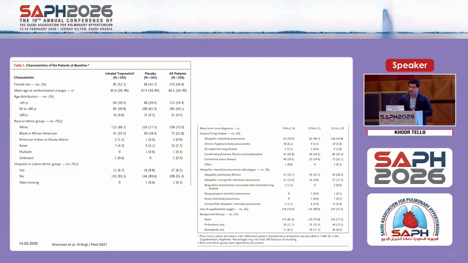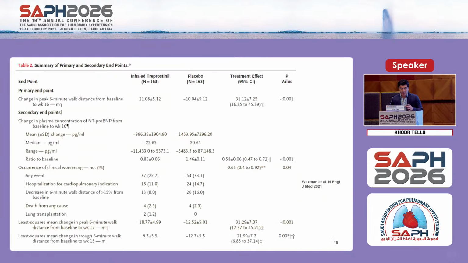Luke told us this. And the important point is that if you just look at the baseline table, we have the majority of the patients with IIP. Among those, IPF is the predominant disease. So those are the patients we would like to treat. And besides the primary endpoint, the right ventricle was unloaded, NT-proBNP dropped, and clinical worsening was improved. Luke showed us these data.